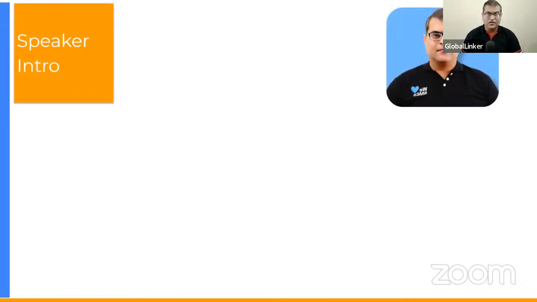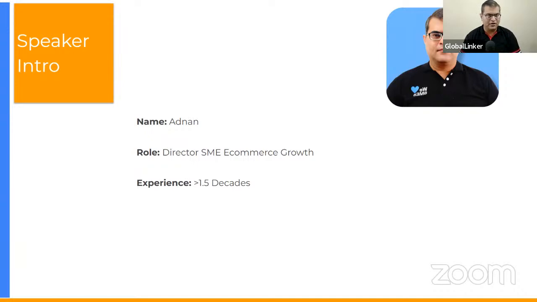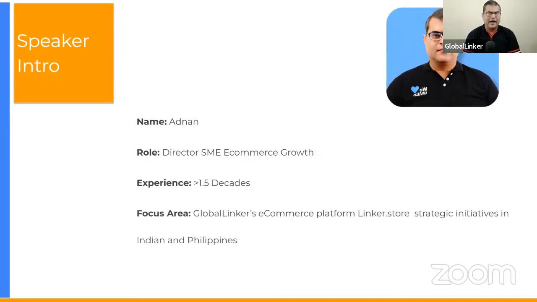So firstly, we'll start with the speaker's introduction. Although many of you may have already attended a few of my previous webinars, let's have a quick introduction for the benefit of every participant who is joining us here today. My name is Adnan. I am Director SME E-commerce Growth at GlobalLinker. My functional focus area is the digital commerce platform Linker.store and other strategic initiatives related to digital commerce. I have more than 1.5 decades of experience, and I had this wonderful opportunity of working on educating SME business owners, micro and small business owners in various countries. That's where I have conducted more than 350 training sessions and webinars, and had the amazing opportunity of connecting and sharing information with more than 12,000 businesses. So that's a brief introduction about myself.